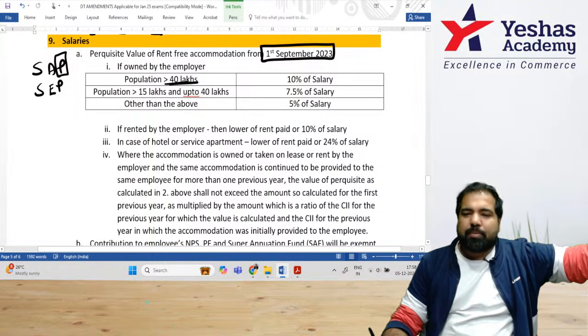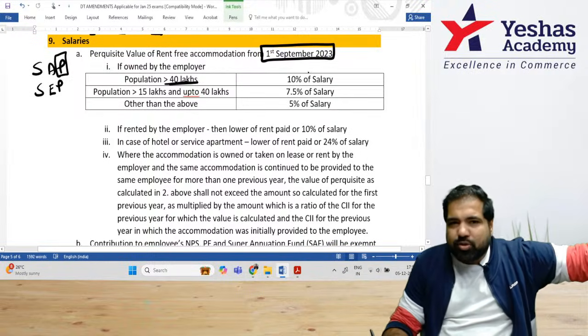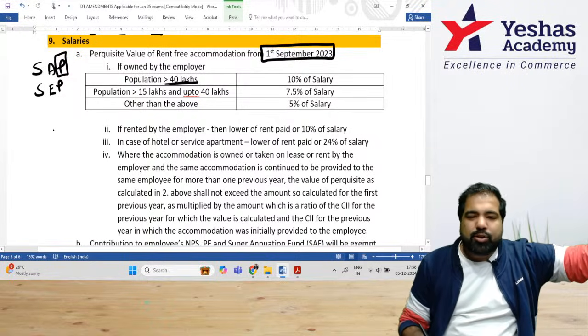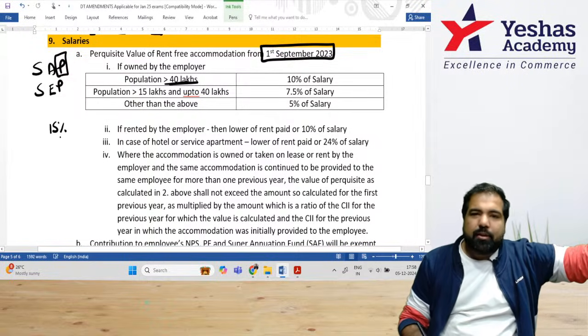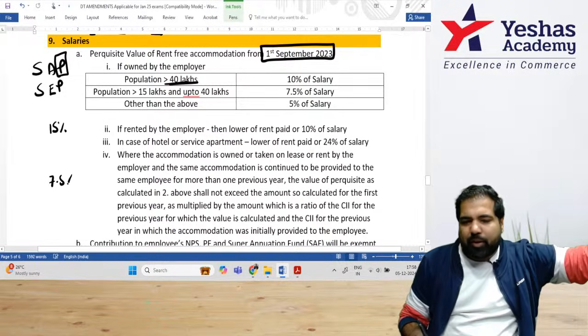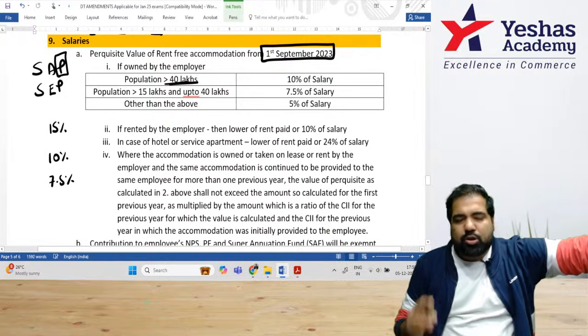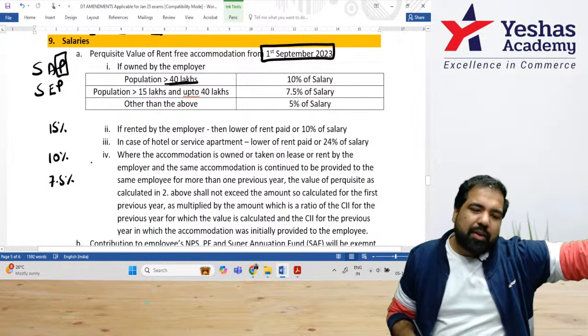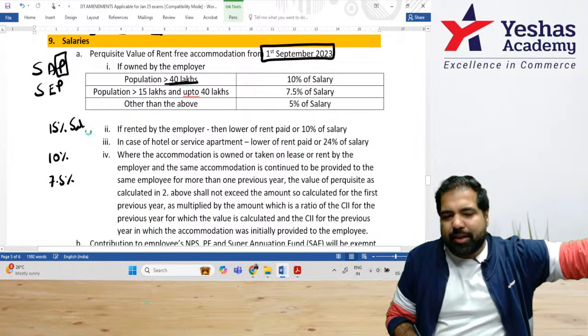Now, what were the percentages earlier? That means if the exam question says that you got an accommodation before this period, then the percentages were like this: 15%, make it half, 7.5%, in the middle, 10%. So the shortcut is still the same. Earlier it was 15%, then half was 7.5, and the middle was 10%. Again of salary, yes, of salary.